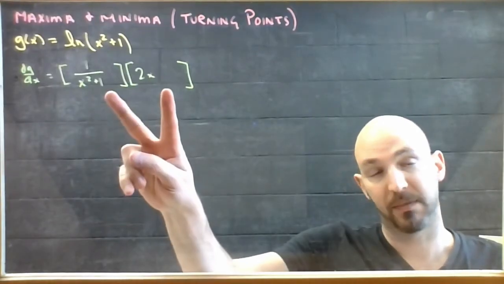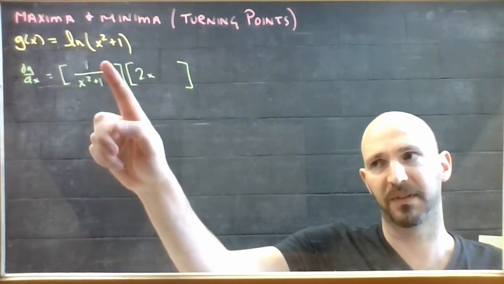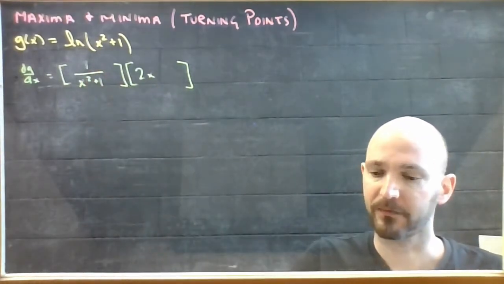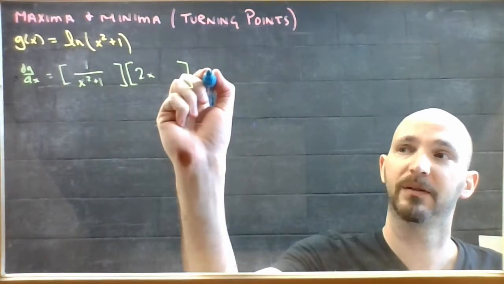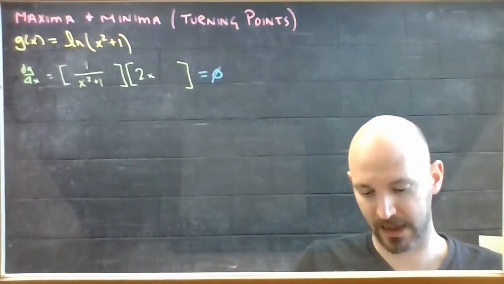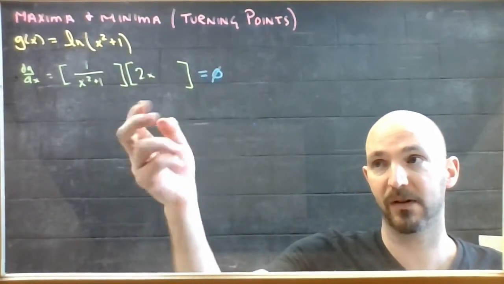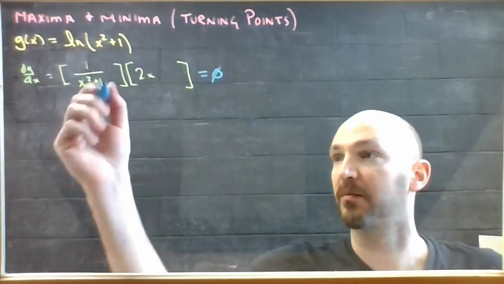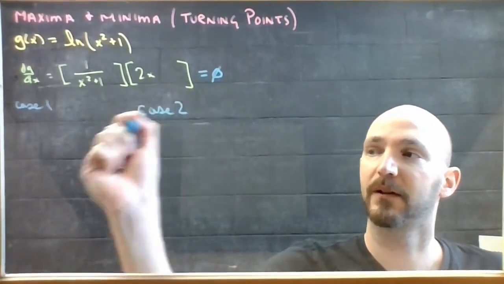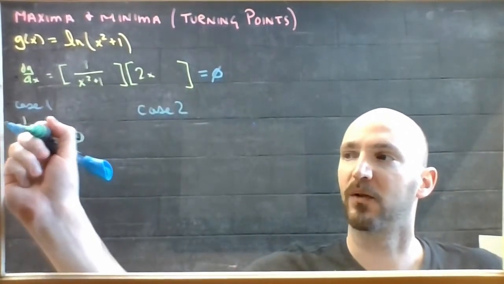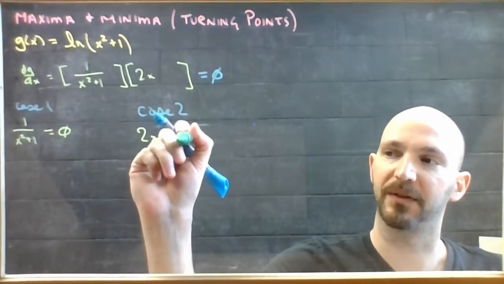So I have a function that is split into two different pieces already, which is handy. I have this linear piece, and then I have a composite rational kind of piece. In order to find maximum minimum points, I have to set this thing equal to 0 and find all of the x's that make that true. And I can see by this setup that I'm going to have two cases, either this equals 0 or that equals 0. Pop them in there. So case 1, case 2, either 1 over x squared plus 1 equals nothing, or 2x equals nothing.